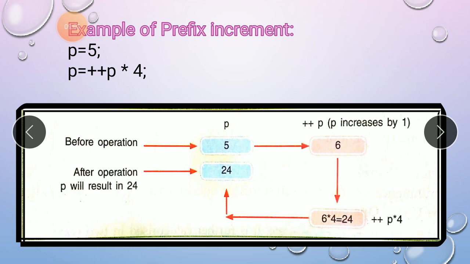So P will be 5 plus 1 is 6. Next operation is 6 into 4, since the expression is plus plus P into 4. So 6 will be multiplied with 4. 6 into 4 is 24. So the result will be 24. After operation, P will result in 24. So before operation, the value of P is 5. After operation, P will result in 24. Right? This is about the prefix increment operator.